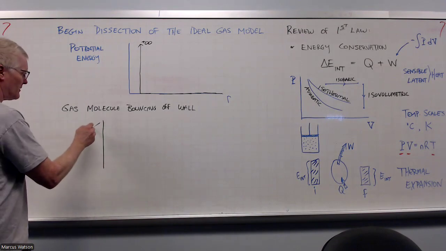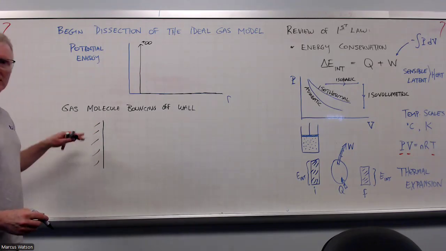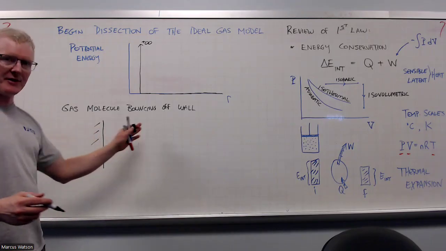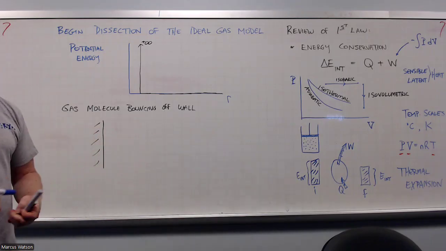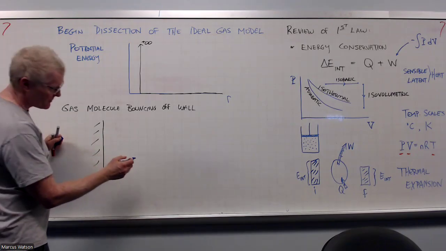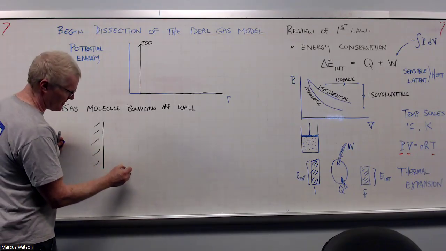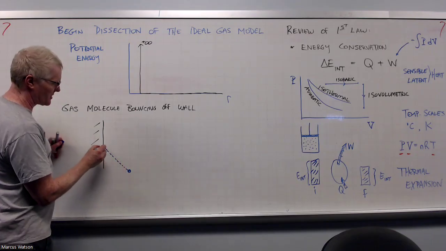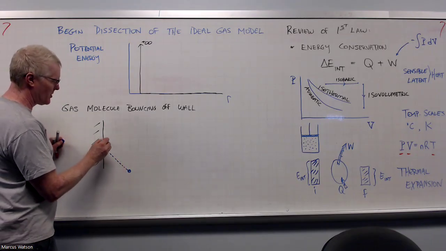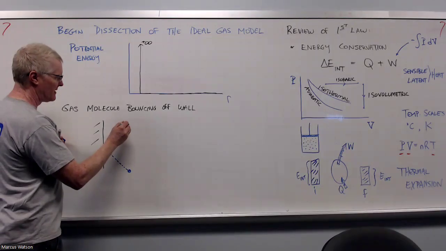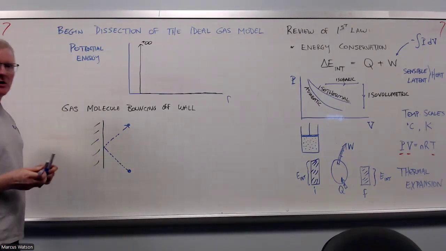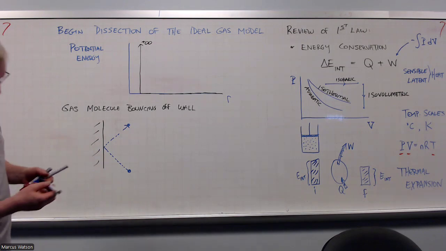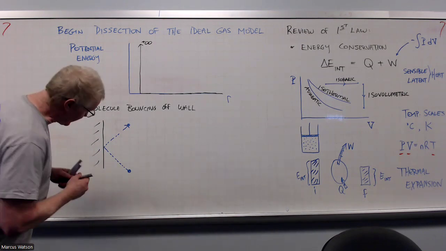So here's a wall. Let's just assume that the left side is rigid, a rigidly held thing, and here comes a molecule. Suppose it's down here. It's going to bash into the wall, hit and come off like that, like so.